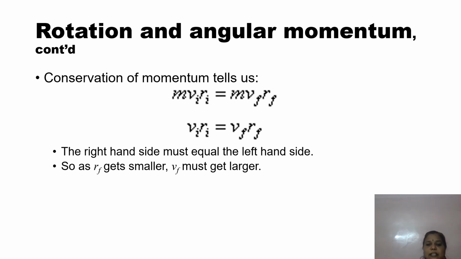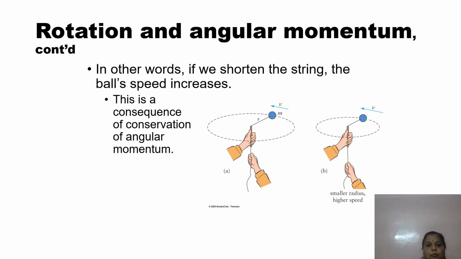Since in both cases there is no change in the mass, in short we can say that the product v_i r_i is equal to the product v_f r_f. f stands for the final position, i stands for the initial position. So how does it get equal? If the radius gets smaller, obviously the velocity becomes larger to keep the product the same. Let's see a few examples, then it will be clearer.